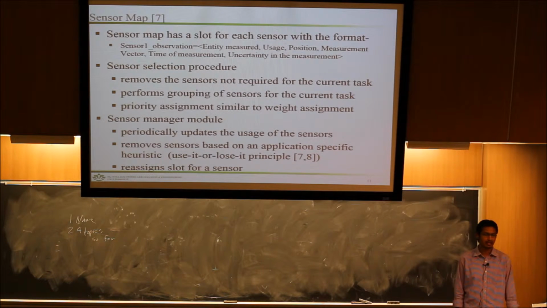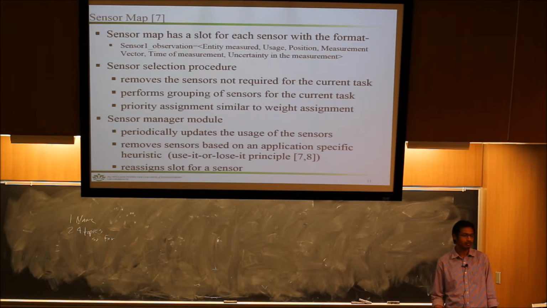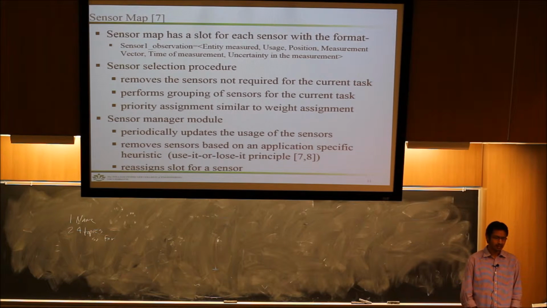The sensor map is a concept similar to the sensory brain map, wherein we have different slots for each of our sensors on the surface of the brain. So the sensor 1 observation, if you can look at that line, says the entity measured, the usage, position, measurement vector, and so on. These are all the parameters for each sensor. Each sensor will have those parameters.